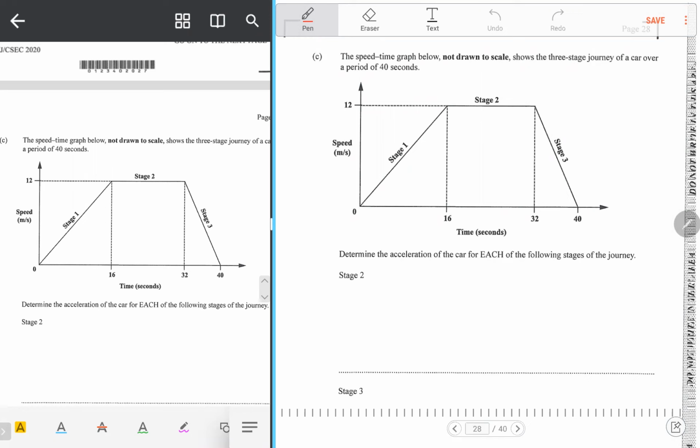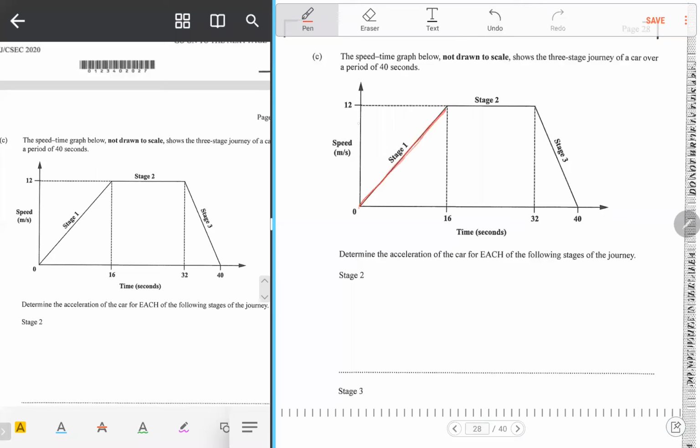Okay. So the question says the speed time graph below, not drawn to scale, shows the 3-stage journey of a car over a period of 40 seconds. Let's discuss what happened. The car accelerates from rest, meaning it starts at a speed of 0. It accelerates uniformly because of the straight line, meaning it is increasing its speed.